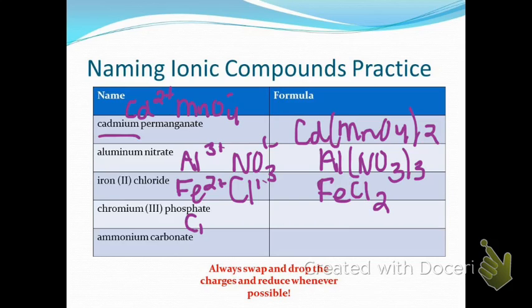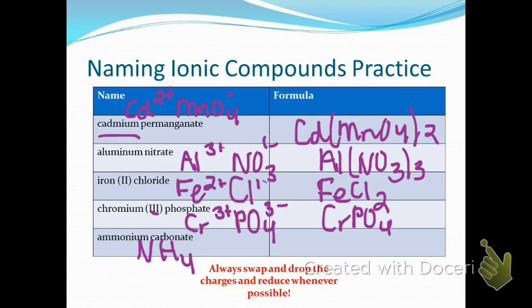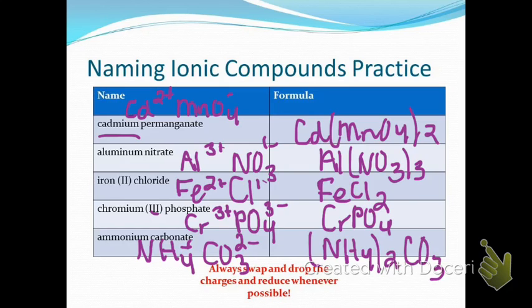Chromium has a charge of 3. They're telling you. Phosphate, you must know, also has a charge of 3. They will reduce, and you end up with CrPO4. Ammonium, make sure you memorize, is NH4+. Carbonate is CO3 2-. Swap and drop, and you get NH4 2 CO3.